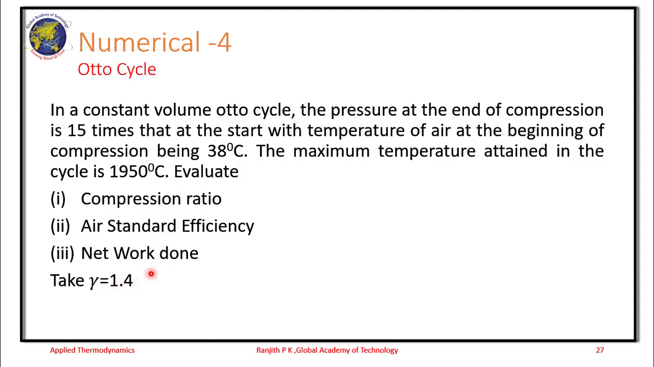Take gamma as 1.4. The pressure at the end of compression is 15 times that at the start, which means, what is the pressure at the end of compression? We take 1 to 2 as isentropic compression. The pressure at the end of compression, which is P2, is equal to 15 times P1, with the temperature of the air at the beginning of compression being T1. Then the maximum temperature is nothing but T3. So these are the given values.